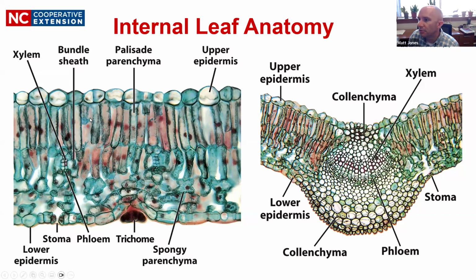I should have said too, mesophyll is not here, but mesophyll means middle leaf. So basically, if the epidermis is the crust, the gooey stuff on the inside is the mesophyll, the middle leaf. So it can be called palisade mesophyll or palisade parenchyma or spongy parenchyma or spongy mesophyll.